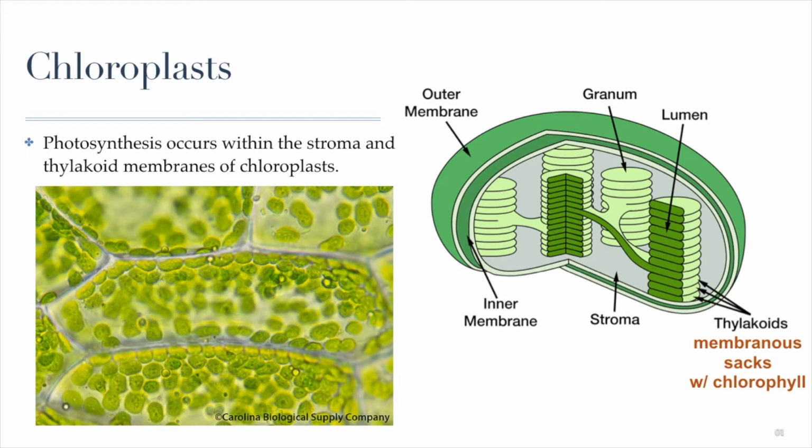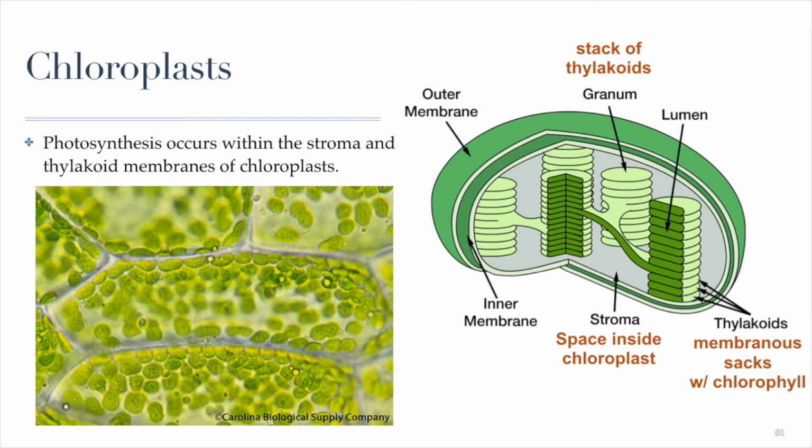The reason why we like to describe them as pancakes is because they're usually arranged in stacks, like pancakes are arranged in stacks, and the stacks are called granum, plural grana, singular granum. The membrane of each thylakoid contains the green pigment called chlorophyll, which is what gives both chloroplasts and plants their green color, and it is this chlorophyll that can absorb light. The stacks of grana are found within the fluid-filled area of the chloroplast called the stroma. And the stroma is basically the space inside the chloroplast that is not the thylakoids.